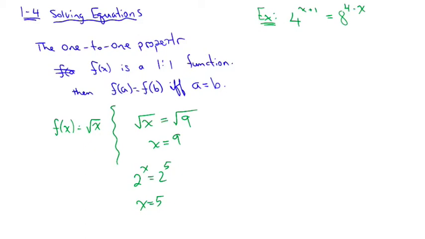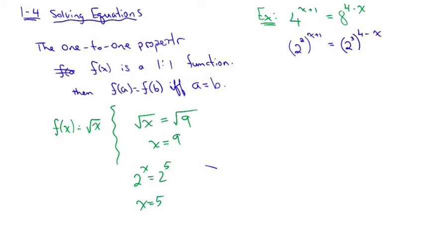Take 4 and write it as 2 raised to the 2. 2 squared. Take 8 and write it as 2 raised to the 3. And then whatever's left over kind of hangs out. X plus 1, 4 minus x. Does that make sense so far?